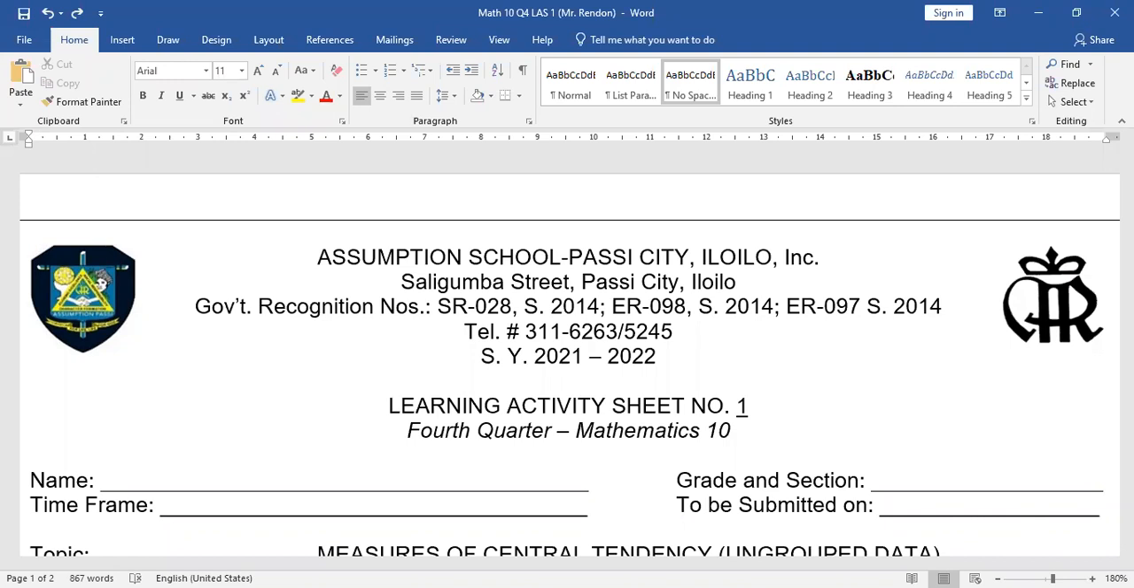Okay, so I will be submitting your grades today. Since the first quarter, I do not release your grade if you have even one missing requirement. Even if you only have one missing, I'm not releasing your grades, which means you have to comply with everything, all your LAS and your mastery tests. Okay, I made that clear last time.